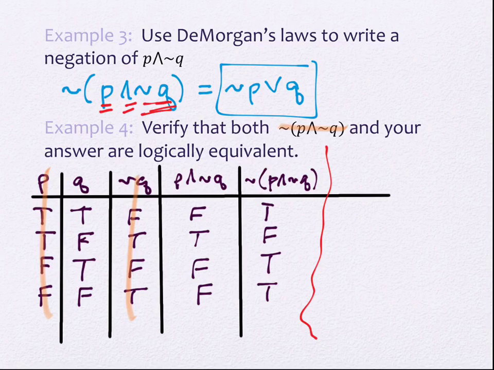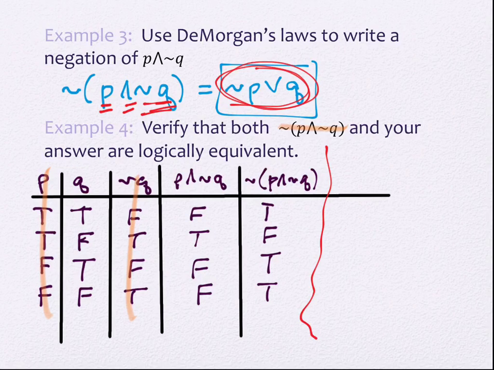Now what I'm wanting to do is compare that final column that I got to what happens if I do a truth table for this one right here. I'm just going to tack it on. I'm going to add it to the columns I already have, because I already have a P in my table. I've already got a Q in my table.